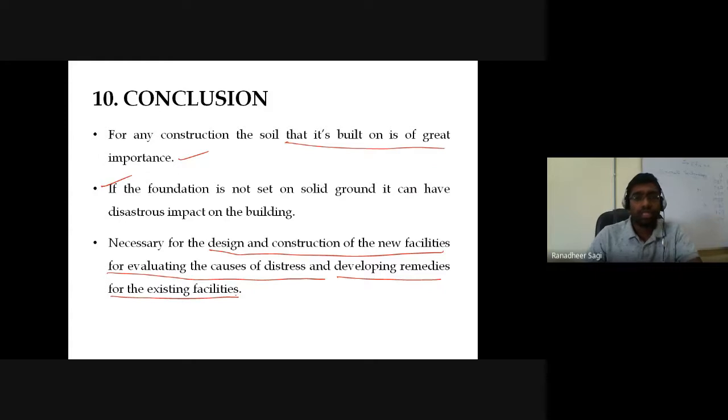So with this, I'll stop my discussion for today. In our next class, we'll continue our discussion with different field tests. Like we started talking about the standard penetration test, and the static cone penetration test is what we'll be trying to talk about in this particular unit.